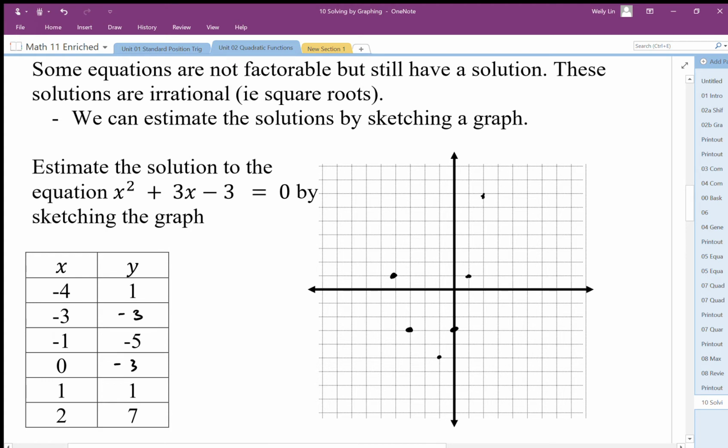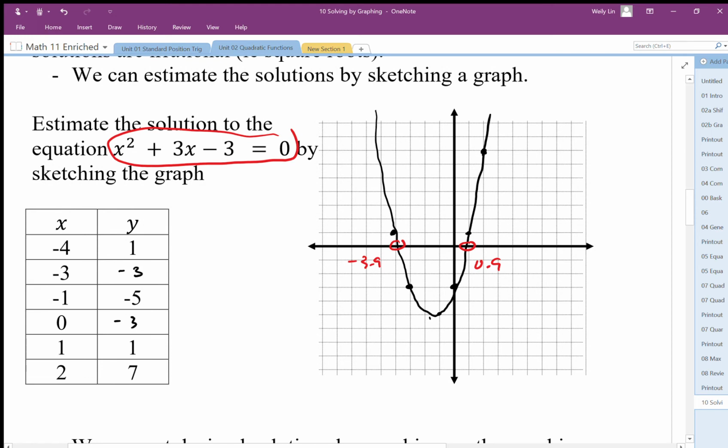Notice that these coordinates are not very symmetrical, and so it gives us a little bit harder time to figure it out. But if we take a look at the symmetrical points, we can kind of estimate that the vertex is somewhere at negative 1 half. And when we sketch in the graph of this, our graph is going to look something like this. And we can estimate that our solution to this equation, equal to 0, can be found somewhere around here. So somewhere around maybe negative 3.9, somewhere around there, maybe positive 0.9.